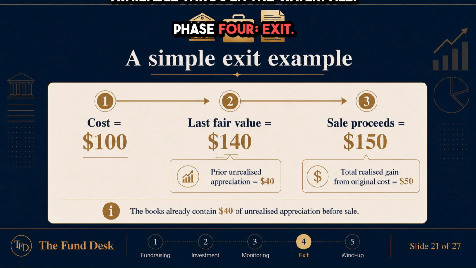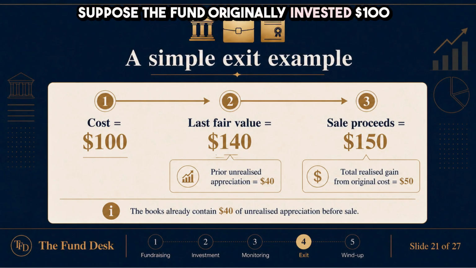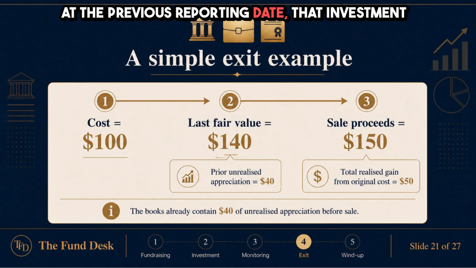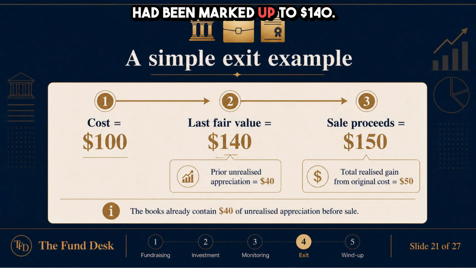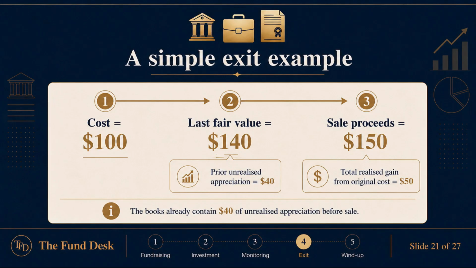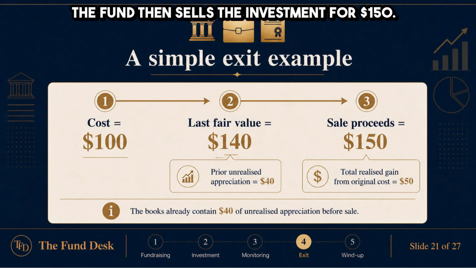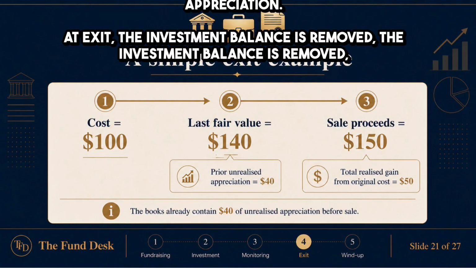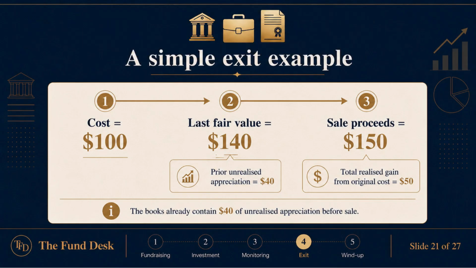Phase 4. Exit. Suppose the fund originally invested $100 in a portfolio company. At the previous reporting date, that investment had been marked up to $140. So the books already contain $40 of unrealized appreciation. The fund then sells the investment for $150. Economically, the total realized gain from original cost is $50. But $40 of that gain had already appeared in prior periods as unrealized appreciation.